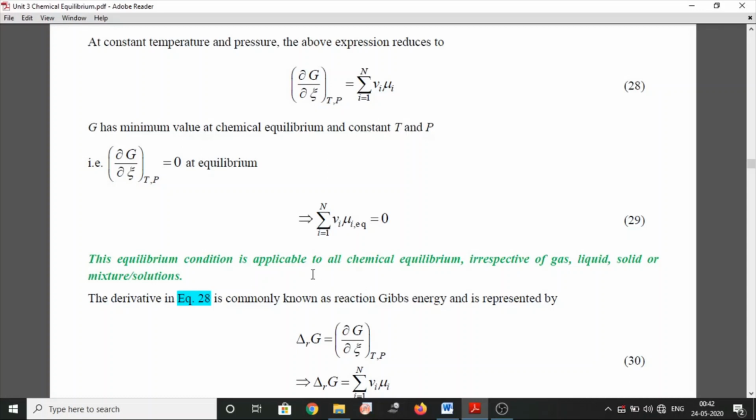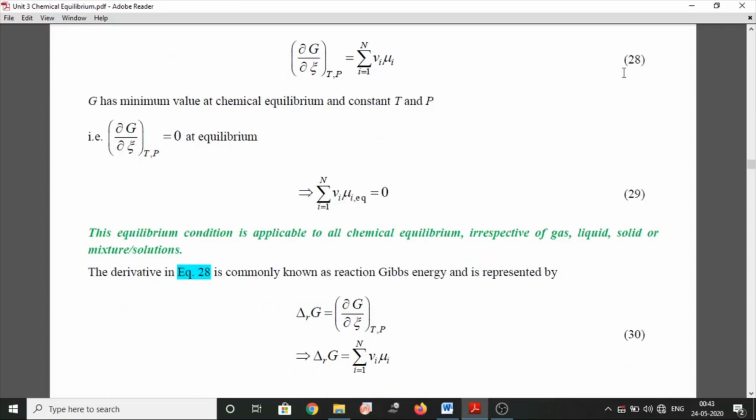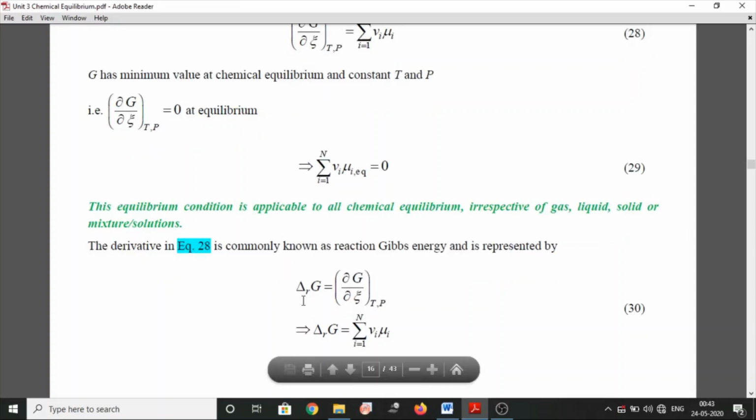The chemical equilibrium condition is applicable. What is the condition? The condition is the sum over i of ν_i μ_i. ν_i is the stoichiometric coefficients of the reactants and the products, and μ_i is the chemical potential of the ith species, and the sum is equal to 0. So in this equation 28, the derivative part, the partial free energy over the partial extent of reaction, is commonly known as reaction Gibbs energy, and is represented by Δ_rG.